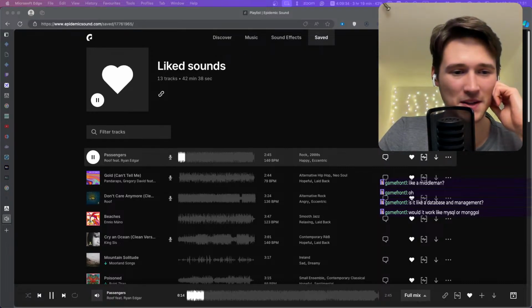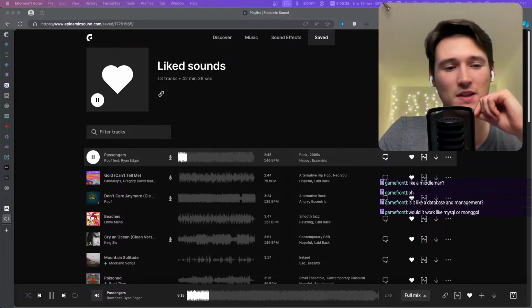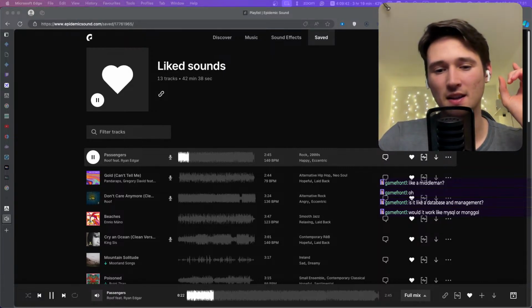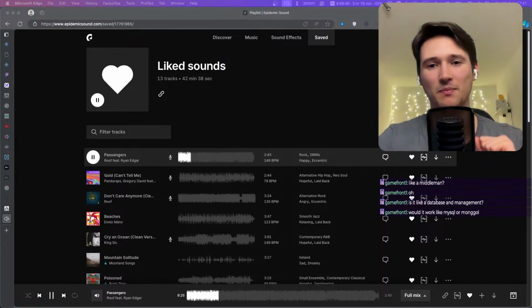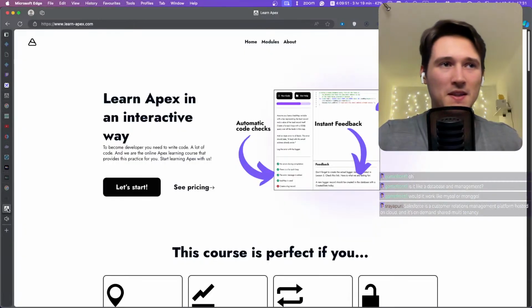Would it work like MySQL or not exactly? So we don't really have a direct relationship with the databases in Salesforce like with other programming languages. For example, I was developing this thing, right? Learn Apex, and it's developed with Next.js.